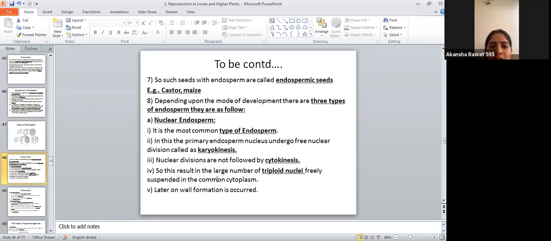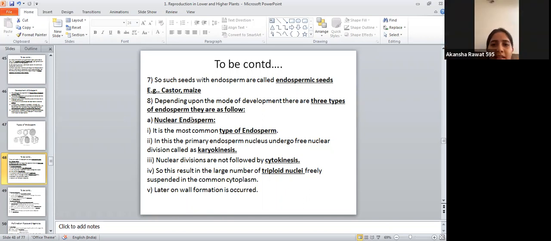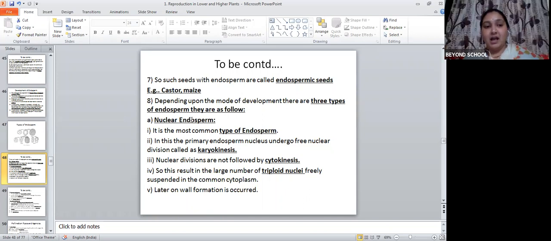Means into a whole endosperm, which is nuclear endosperm. In this, you will find that the three nuclei which are present extend, and later on the wall formation is also done. The wall formation also occurs in nuclear endosperm. Understood, Akansha, the first type?